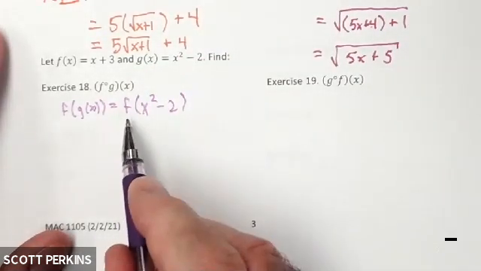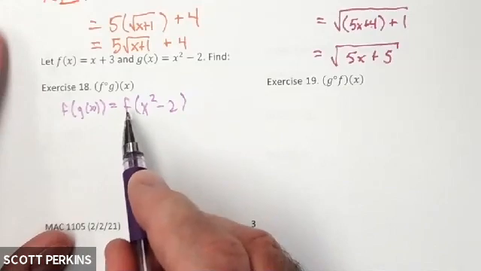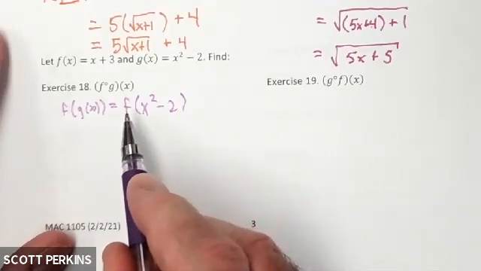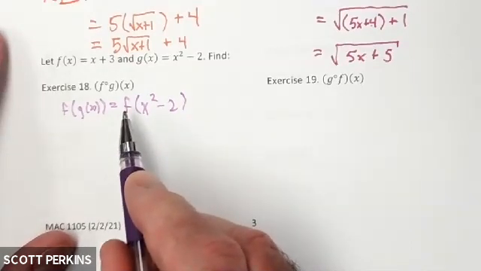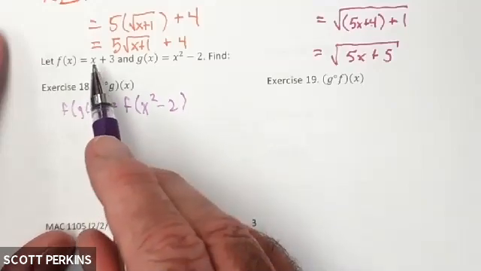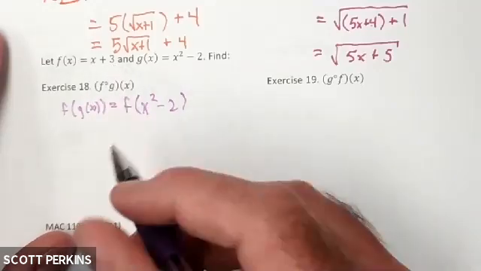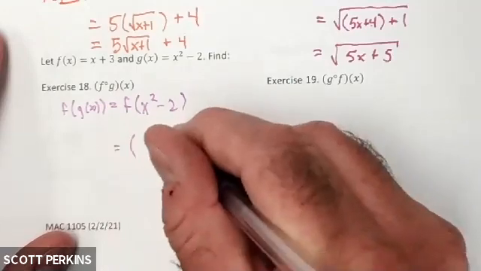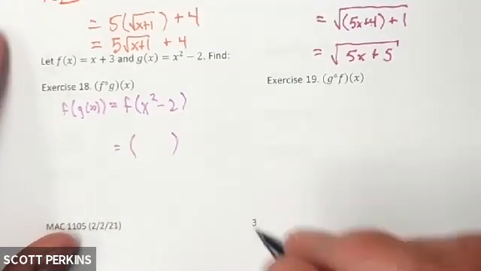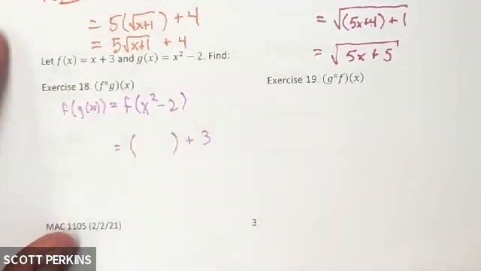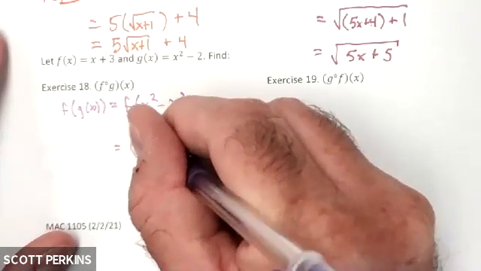Now what I'm going to do is write down what the function f is, and I'm going to leave a space wherever I'm supposed to plug in my value. So the function f is x, so that's where I'm plugging something in, plus 3. And what I'm plugging in is x squared minus 2.